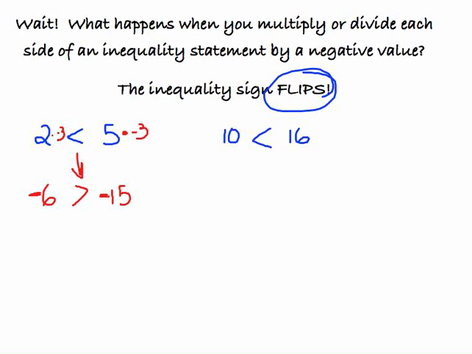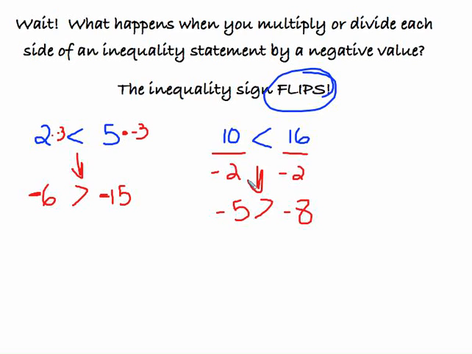Let's divide each of these by negative 2. I now have negative 5 and negative 8. Well, which one of these numbers is bigger or closer to 0? That's negative 5.